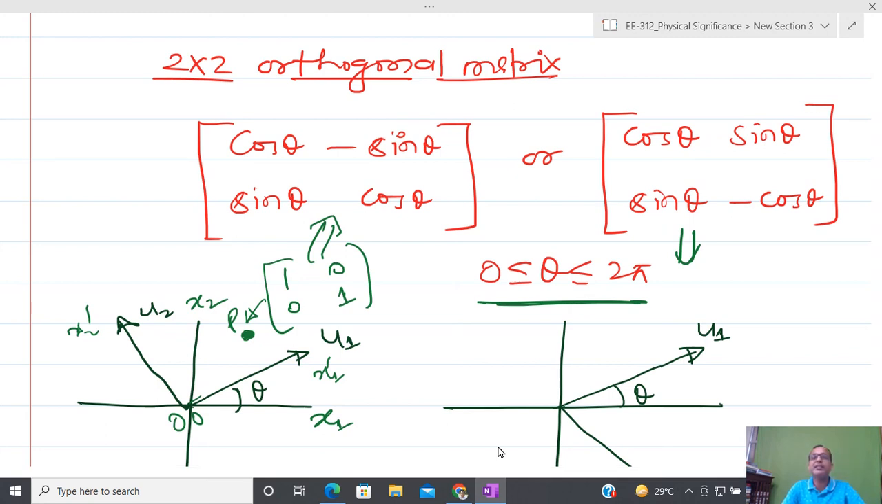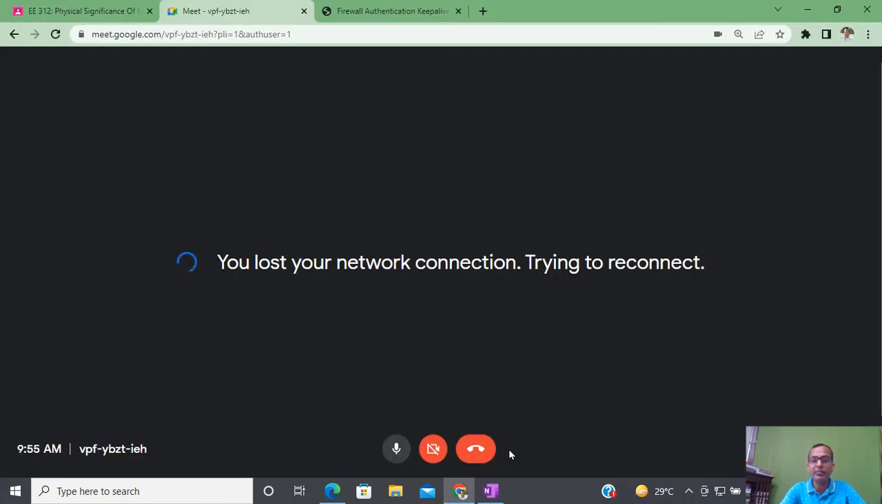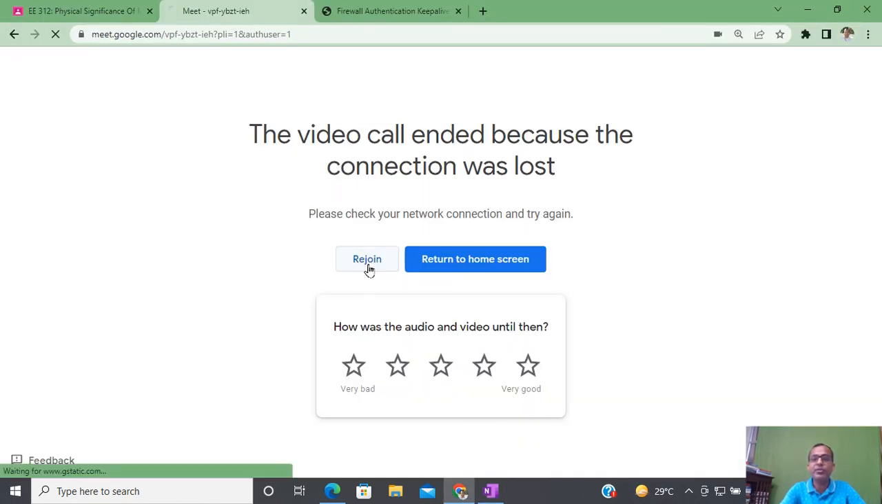And obviously some extra conditions come into the picture, so I have constructed the 2 cross 2 orthogonal matrix. In this way, orthogonality is one of the most important properties. Now if you have any question, then please let me know.